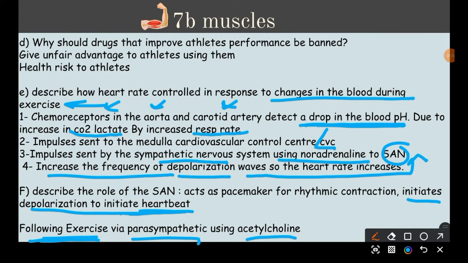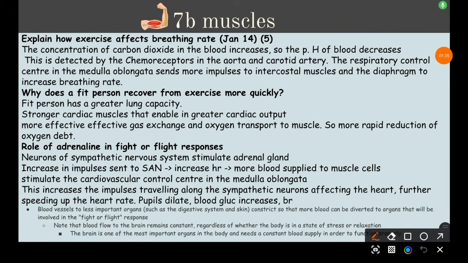nervous system using acetylcholine. Now, as we know, exercise not only increases the heartbeat, but it also affects the breathing rate. Here, a question from January 14 for 5 marks asked how exercise affects the breathing rate. So the concentration of carbon dioxide in the blood increases, so the pH of the blood decreases. This is detected by the chemoreceptors in the aorta and the carotid artery. But this time, impulses are sent to the medulla respiratory control center. And then that sends more impulses to the intercostal muscles and the diaphragm to increase breathing rate. They increase breathing rate by contracting more frequently and more forcefully.